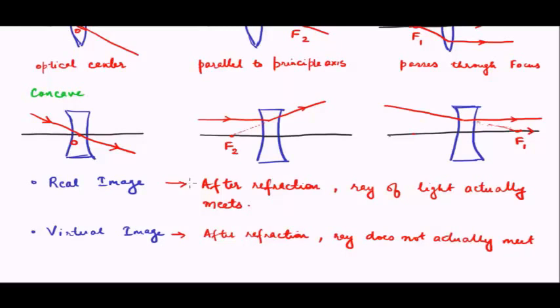Okay, so with this brief introduction about the images and the basic principal rays of construction for a lens, let us in our next chapter see the cases of formation of image for a convex lens.